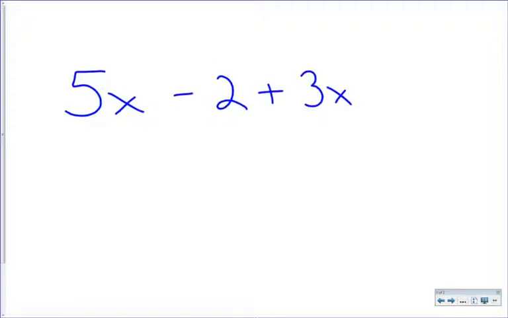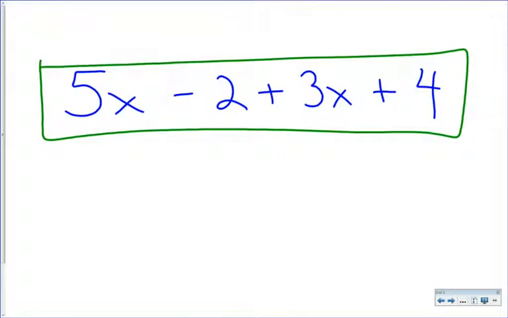Let me try a different one. Those weren't very good numbers. Let me try this one. 5x minus 2 plus 3x plus 4. So you're given this algebraically. So you think to yourself, okay, let's cake it. Turn it into a cake, and let's start cutting it up. Cut up the 4 because there's a plus sign there. Cut up that. Cut up that. I have 4 pieces. So now I start looking for pieces that are alike. Is anything like this one?